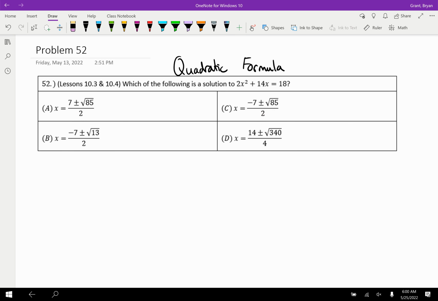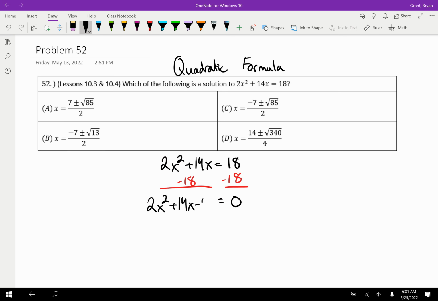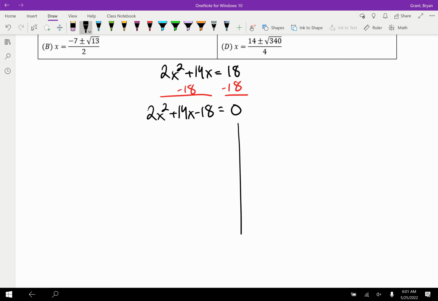Now, one trick. Please remember that to use the quadratic formula, our equation needs to be equal to 0. The quadratic formula only works if our equation fits a certain form. So instead of 2x squared plus 14x equals 18, we need to subtract the 18 from each side, equals 0. So 2x squared plus 14x, and notice the minus 18 isn't like terms with anything there. I'm going to show this twice, with the longer way first and the shorter way after. So, longer way first.